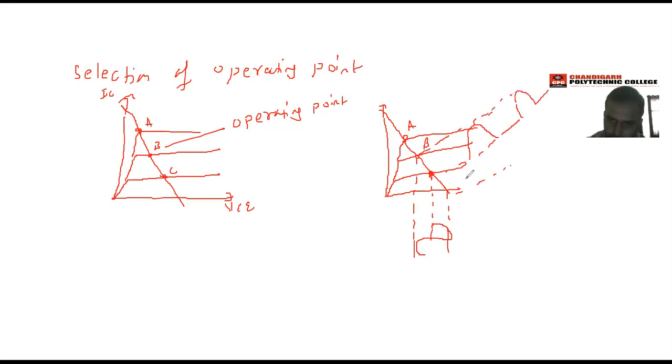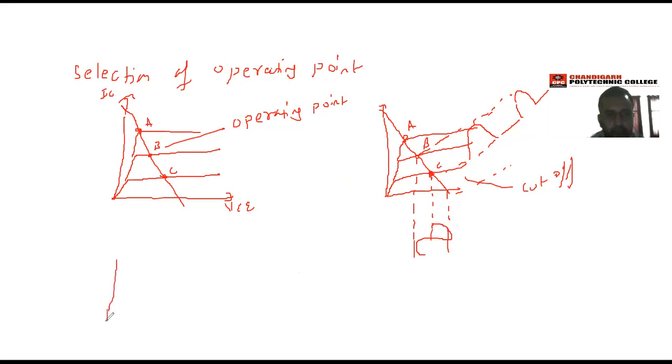Due to that, here is a cutoff region. Your lower half comes in the cutoff region, so it cannot come at the output side. So we cannot select point C.